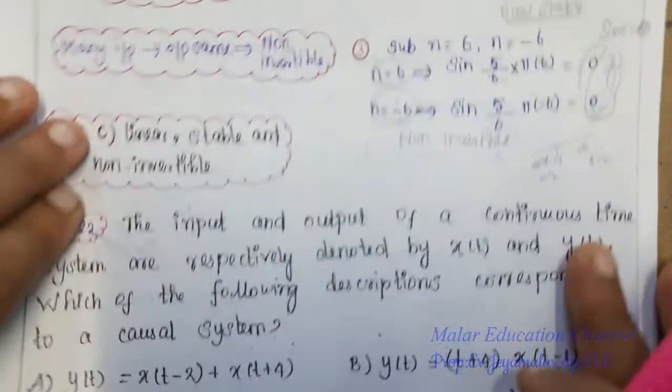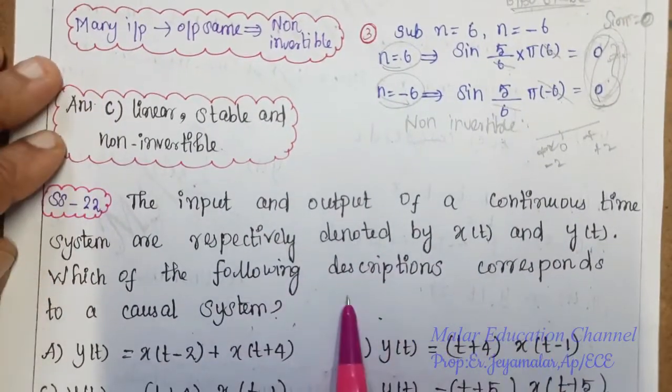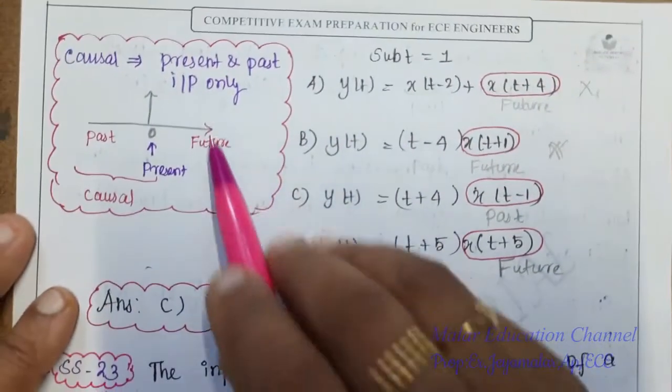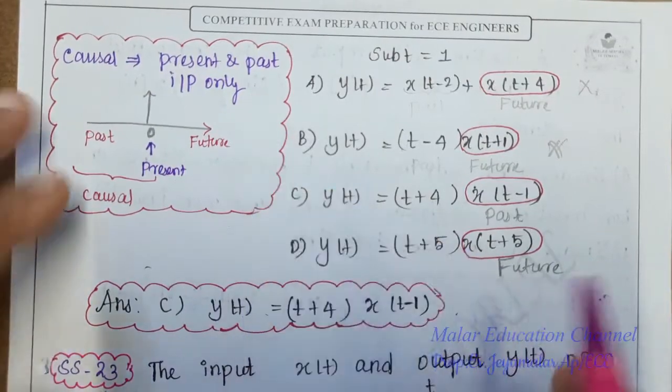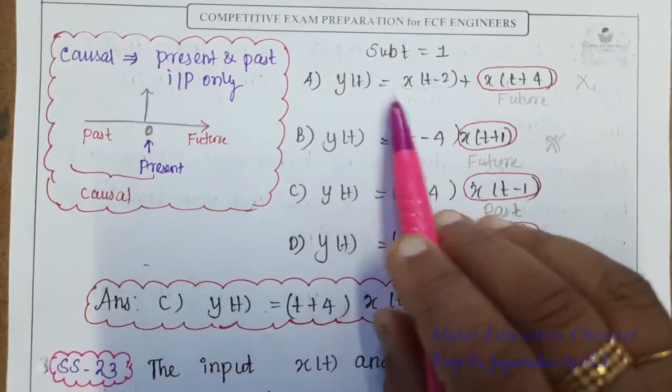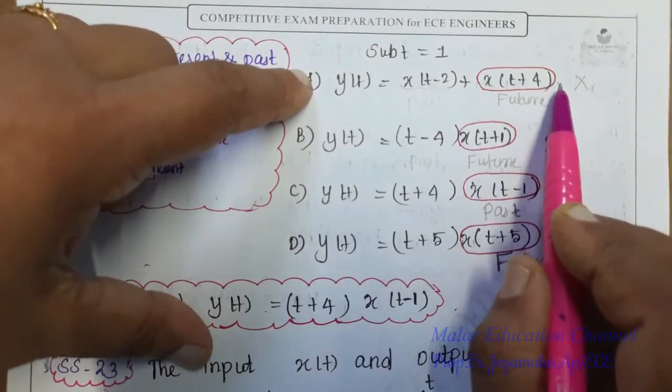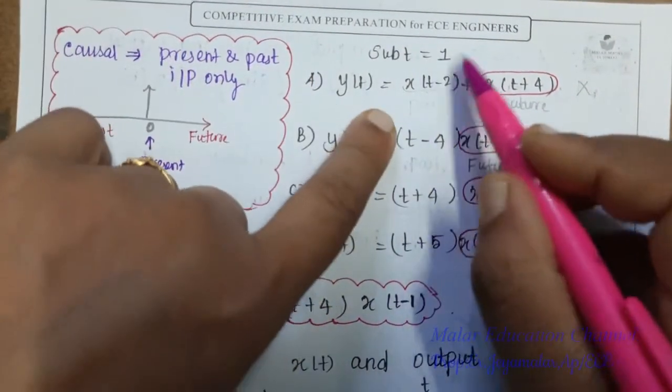The question is, which of the given functions represents a causal system. Causal function means the input is present and past. Let me check one by one. First option, y of t equal to x of t minus 2 plus x of t plus 4. Substitute t equal to 1.